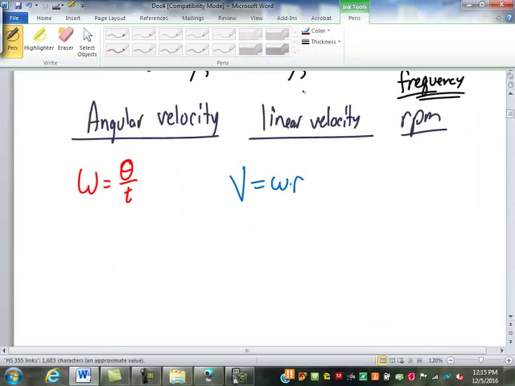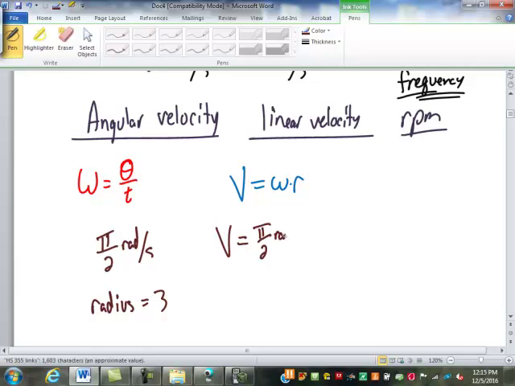So if I have something that is going at pi over 2 radians per second, if it has a radius of 3 units, the linear velocity is pi over 2 radians per second times 3 units. So it's going to be 3 pi over 2 units per second. So if that's 3 inches, that's going to be inches per second. If that's 3 feet, it's going to be feet per second.